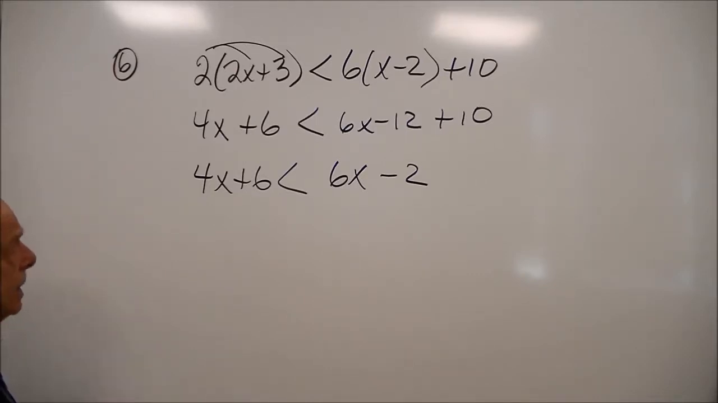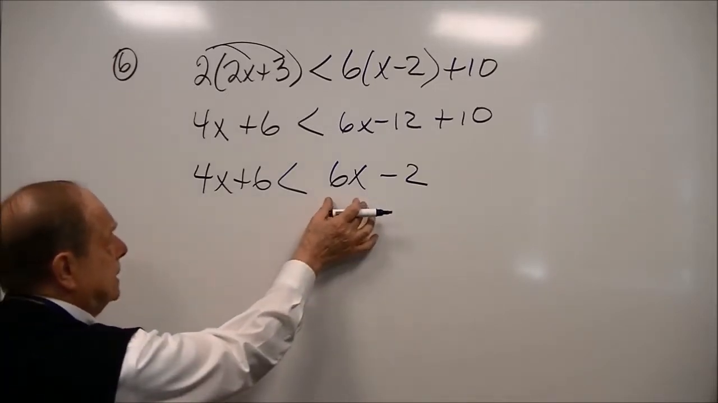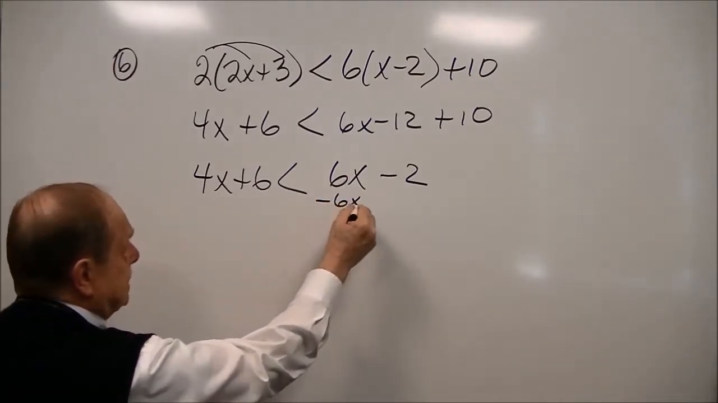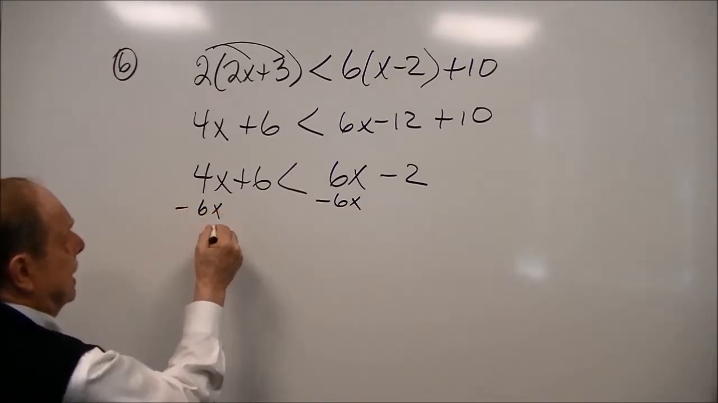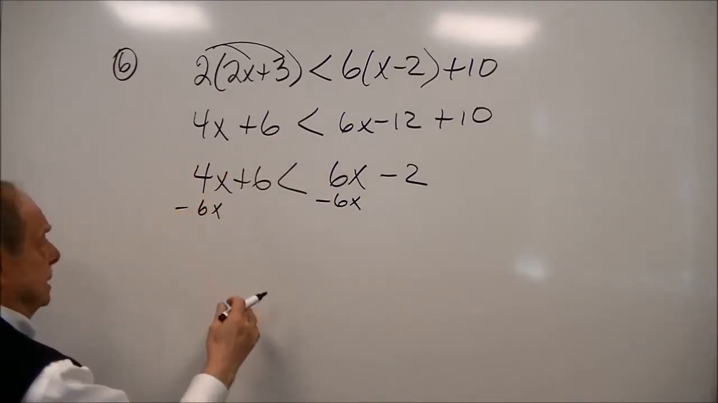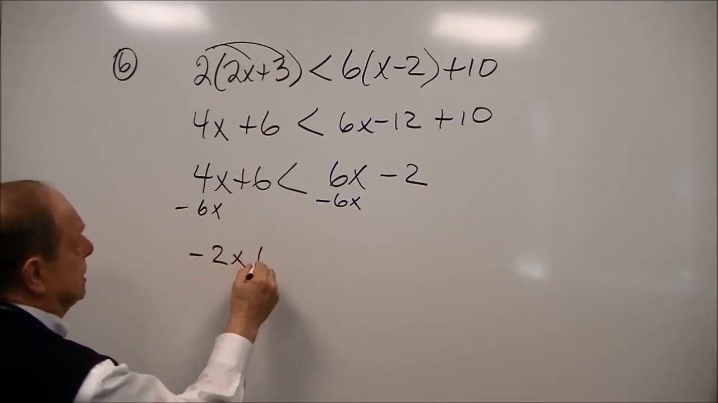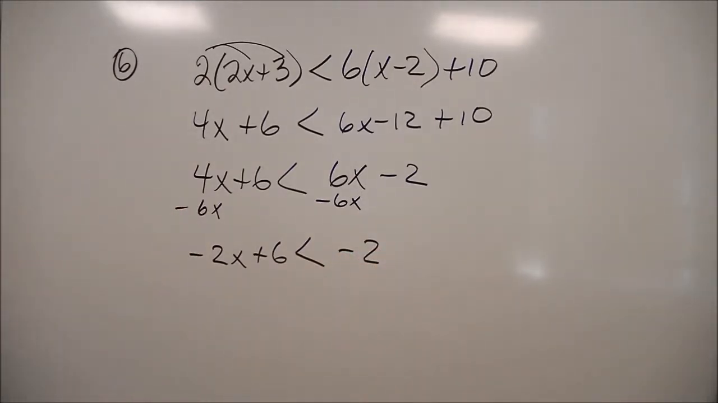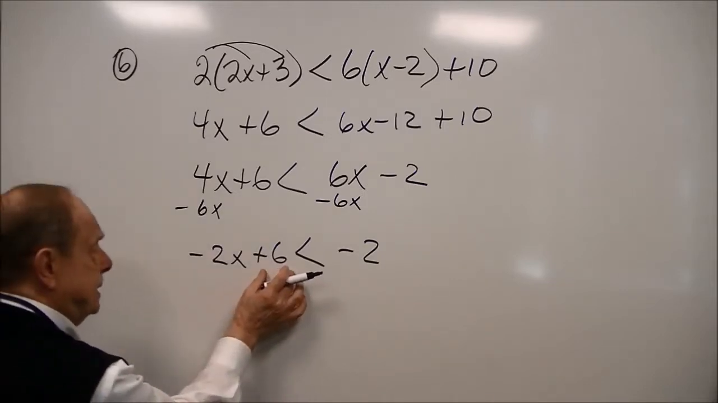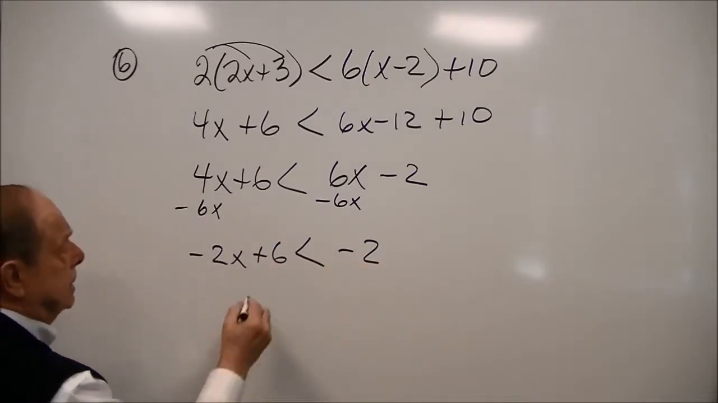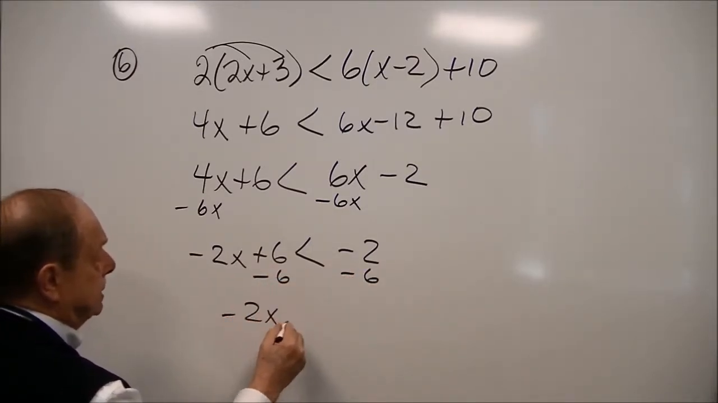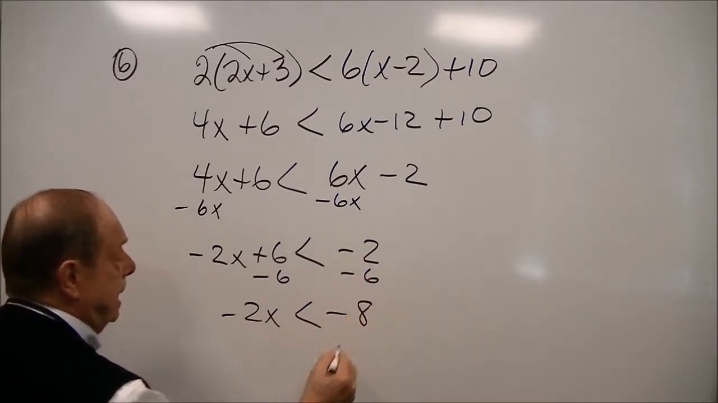Now, normally I wouldn't solve it this way, but I want to show you something, so I will. I'm going to move the 6x from this side to this side. I can subtract 6x, or I could just transpose it, and I end up with a -2x. Now I want to get this 6 over to the other side, so I'm going to subtract 6. So I get -2x is less than -8.